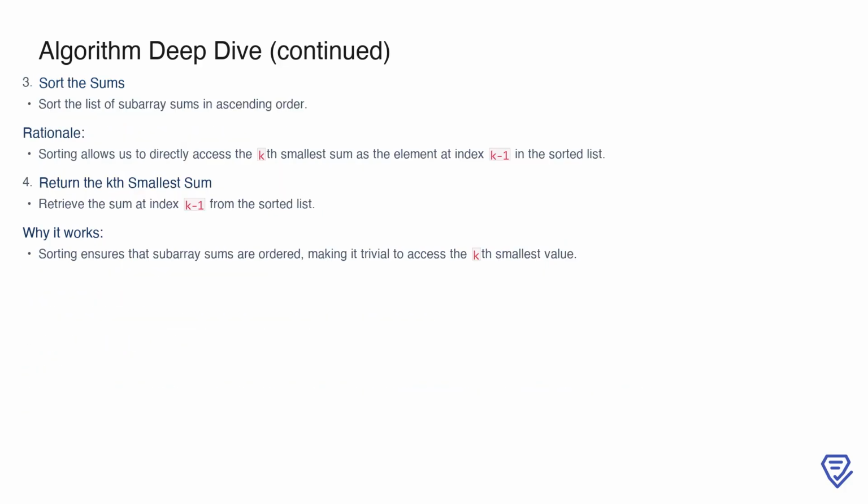After generating all the subarray sums, the next step is to sort these sums in ascending order. Sorting ensures that the sums are arranged from the smallest to the largest, allowing us to easily access the kth smallest sum. Once the list is sorted, the kth smallest sum is simply the value at index k-1, since arrays in programming are zero-indexed. This approach works because sorting guarantees that the order of the sums is preserved, and we can directly retrieve the kth value without any additional computation.